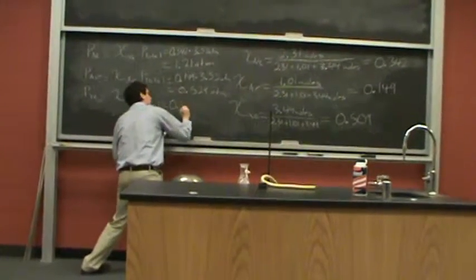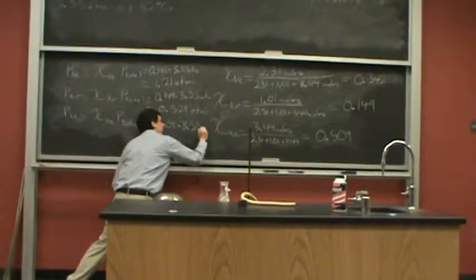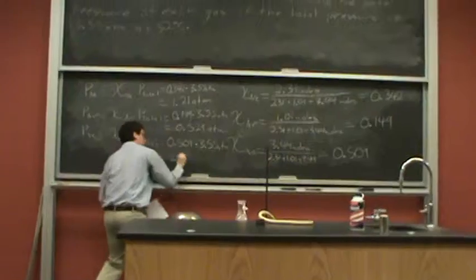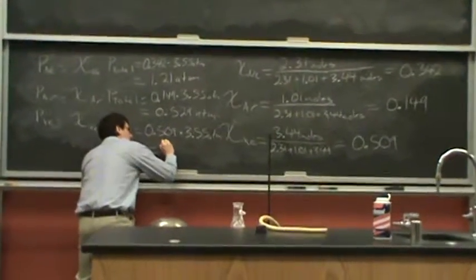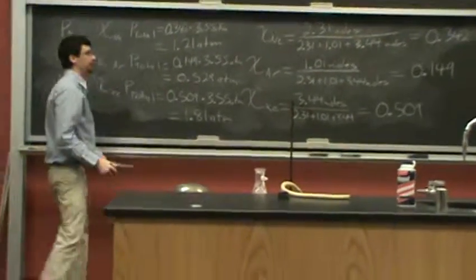For the last one, xenon, we have 0.509 times our 3.55 ATM. When you multiply that all the way through, I get a value of 1.81 ATM.